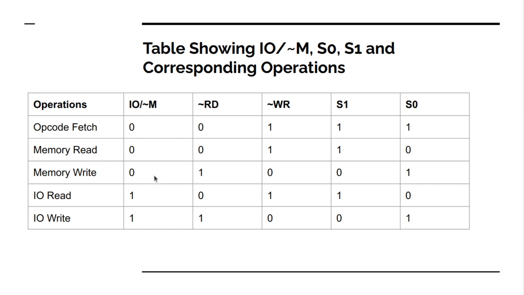Then we have memory write, where IO/M will be 0, RD bar will be 1, that means it is write, and S0 will be 1. Then we have IO read, that is IO/M will be 1, then WR bar will be 1, and S1 will be 1 and S0 will be 0. And IO write, where IO/M is 1, RD bar is equal to 1, and S0 is 1.